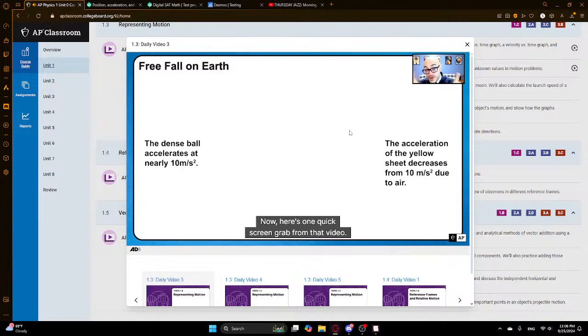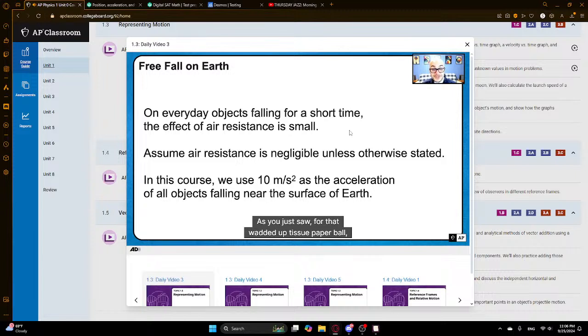Now, here's one quick screen grab from that video. You'll notice that the dense ball is falling with an acceleration of about 10 meters per second squared, but that yellow sheet is definitely not. It is slowed by the air, even though they're the same mass. As you just saw, for that wadded up tissue paper ball, the effects of air resistance are very small. In fact, throughout this whole course, you could ignore the effects of air resistance unless it's otherwise mentioned.